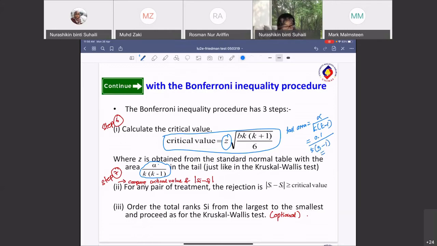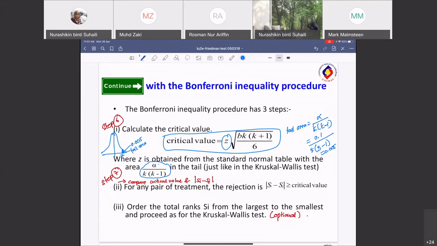So what's the value? So what is meant by the tail area? When you sketch the normal table, it is the tail region here, 0.005. Okay, so this is the 0.005 tail area.